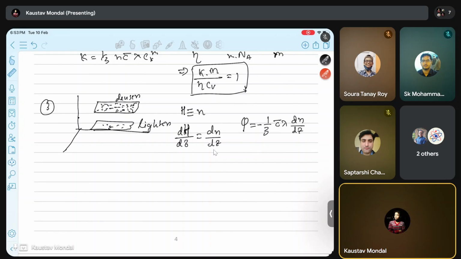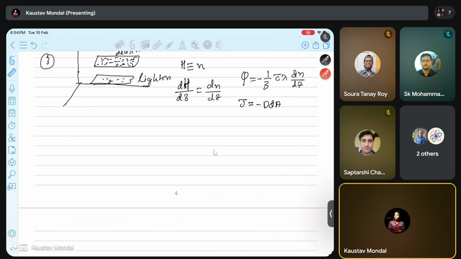So now similarly, if you compare with Fick's law that we have discussed, that is the flux of the molecules that moves from the denser to the lighter region, that flux expression is given by Fick's law. So D into dA, this is the expression of Fick's law, dn/dz, right? So if you compare these two equations, the expression of D is given by 1 by 3 c bar lambda.